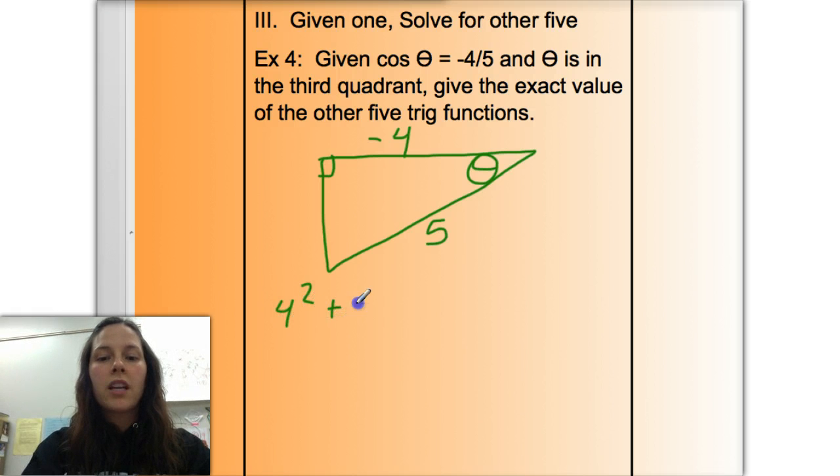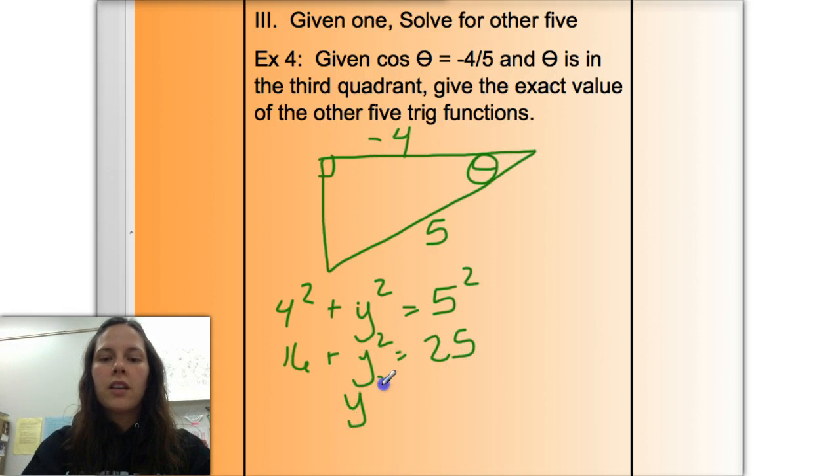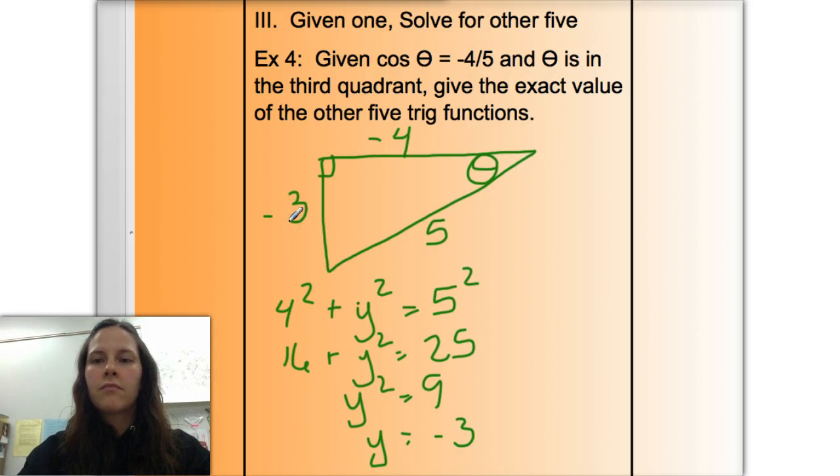Now some of you may recognize this as a Pythagorean triple, and you may not need to set up Pythagorean theorem to solve for y. For those of you that don't, just go ahead and run through this quickly, subtracting 16 from both sides, and of course, theta being in the 3rd quadrant, we know that we're taking the negative square root of 9. Now that we have our triangle set up exactly, we can set up quickly with SOHCAHTOA our other 3 trig functions. So sine is opposite over hypotenuse.